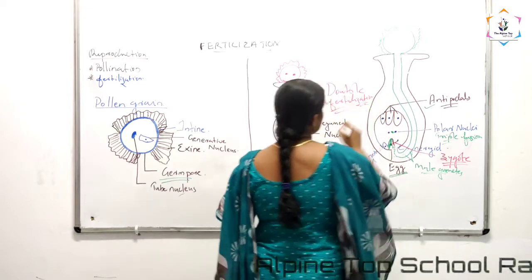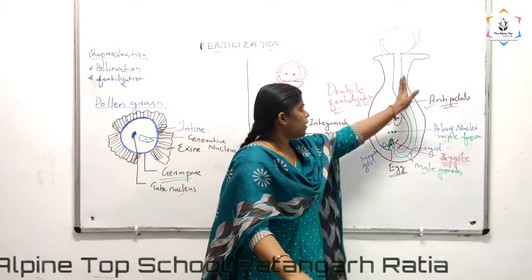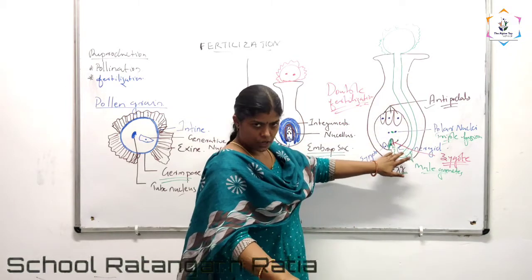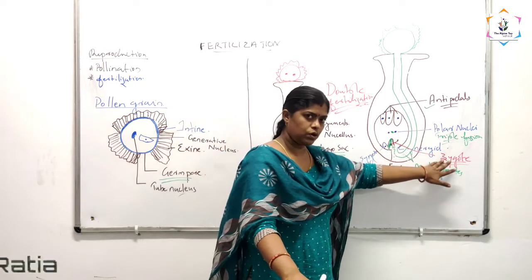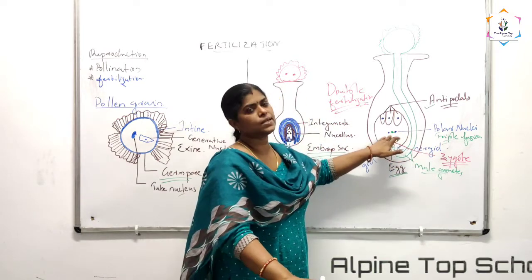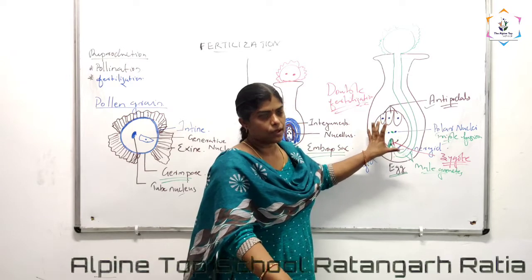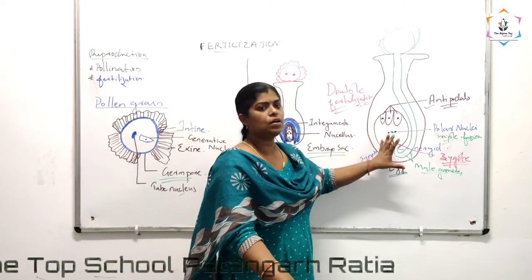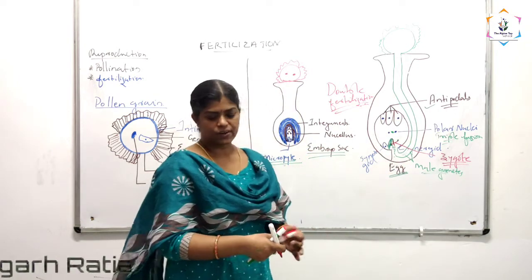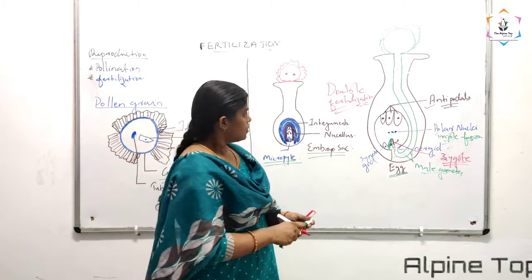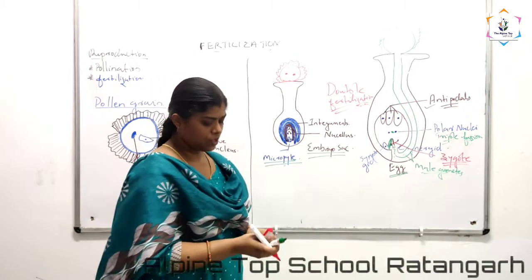Okay, so what is double fertilization? Double fertilization means two male nuclei are coming through the pollen tube. One of the nuclei is fusing with the egg cell to make the zygote. Another nucleus will fuse with the centrally placed polar nuclei. Two times the fusion of the male gamete is happening with the other nuclei, so we are calling it double fertilization. Okay, so this is how fertilization is taking place within the plant.